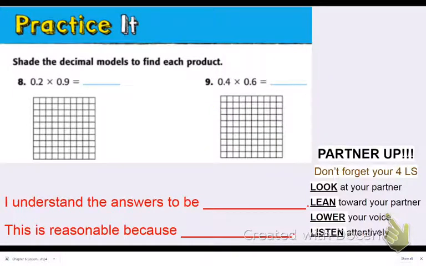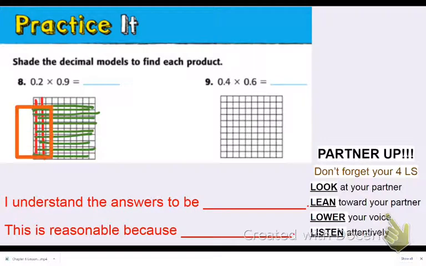We're going to shade the decimal models to find each product. I'm going to shade 2 tenths for the first value. Step 2, shade the second value. Well, I have 9 tenths. There's 3, 4, 5, 6, 7, 8, 9. Now I need to figure out how many, I'm going to count, how many are shaded in red and green. Well, I have 18 that are shaded in red and green.